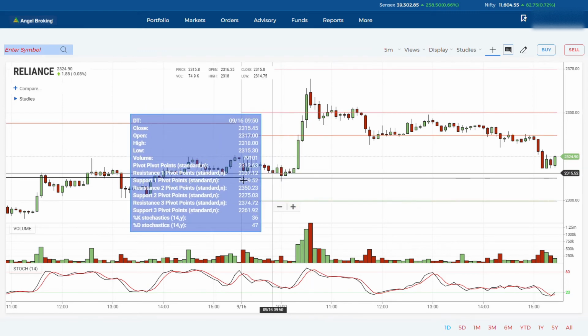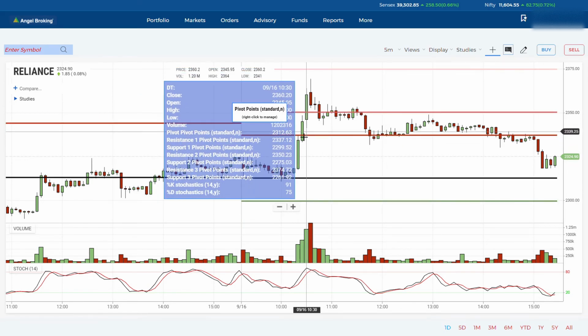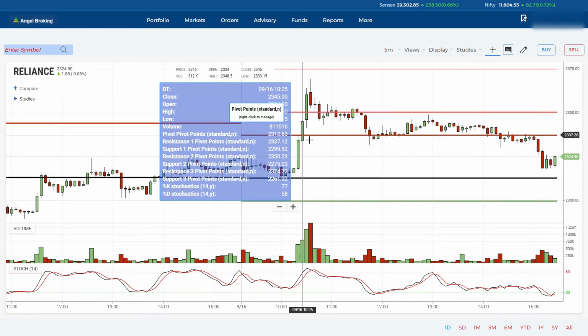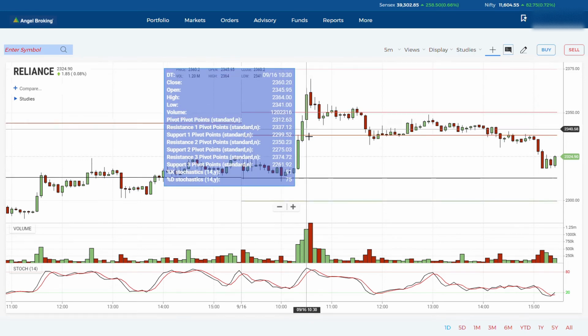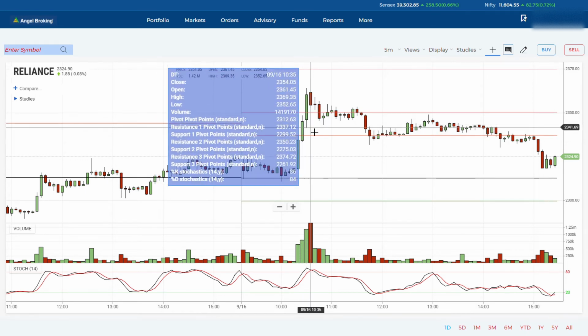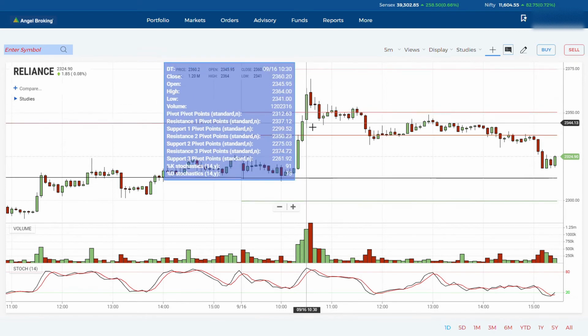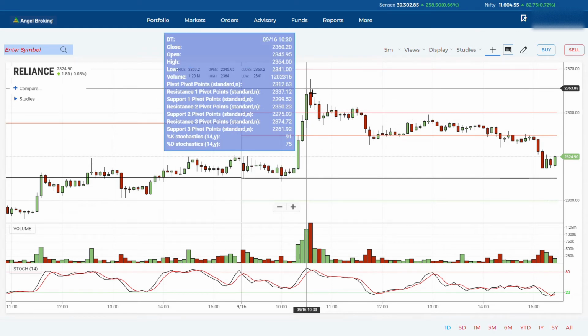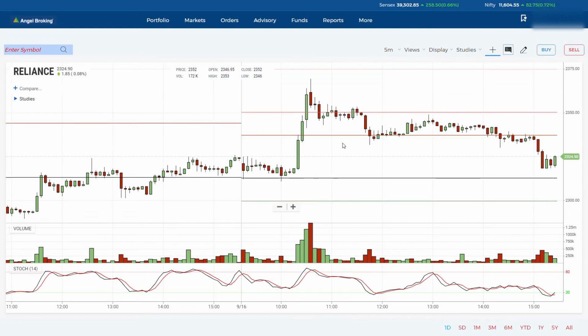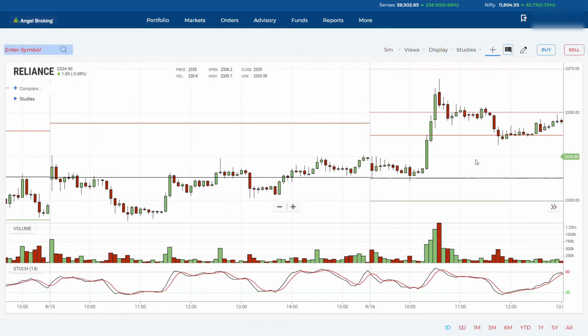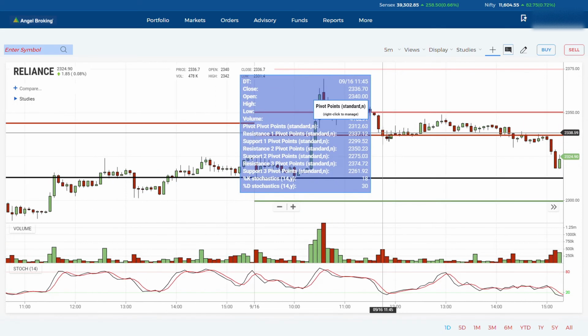It is breaking this resistance one. And if I managed to enter somewhere here or here, look, it has gone till here. It has crossed here and has gone up, and will take some other time. We'll just see here.